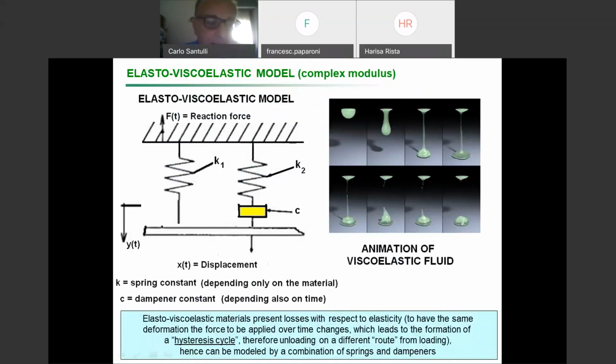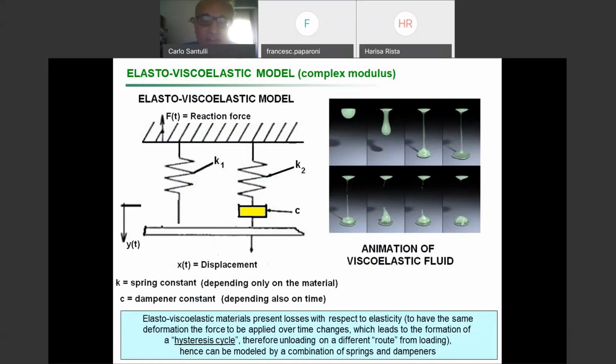So what is an elastoviscoelastic material? Elastoviscoelastic means that you have a behavior which is always the combination between an elastic behavior and a viscous behavior. So in practical terms, a spring, which is elastic, and a dampener, which represents the viscous behavior.